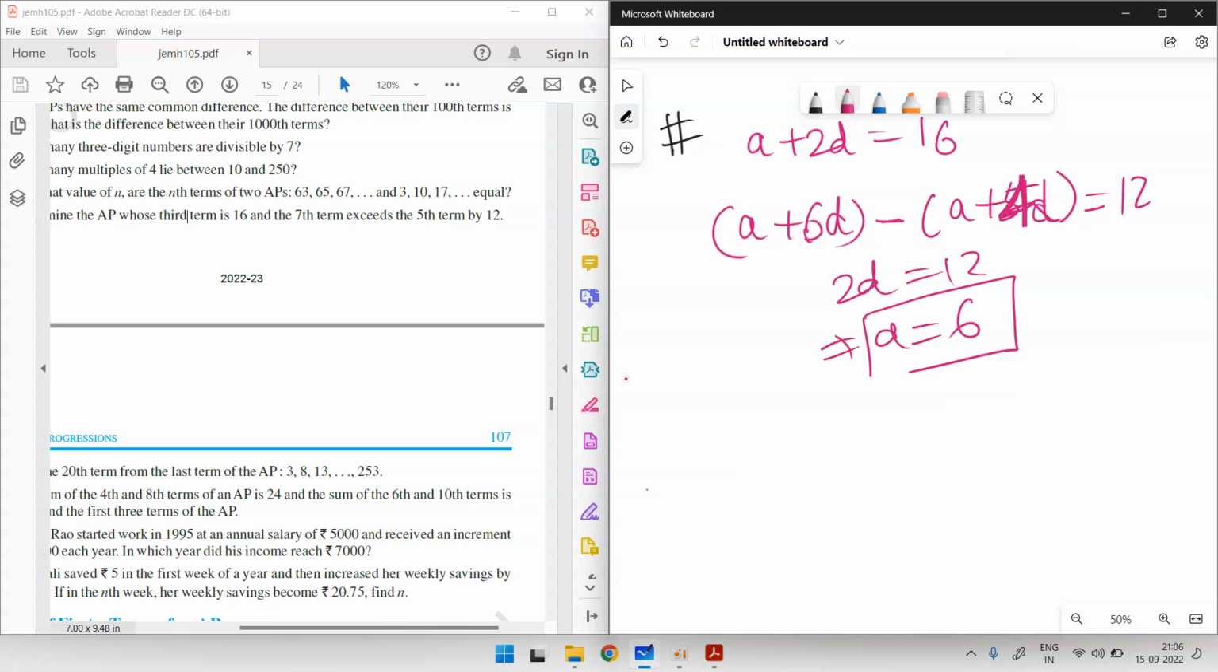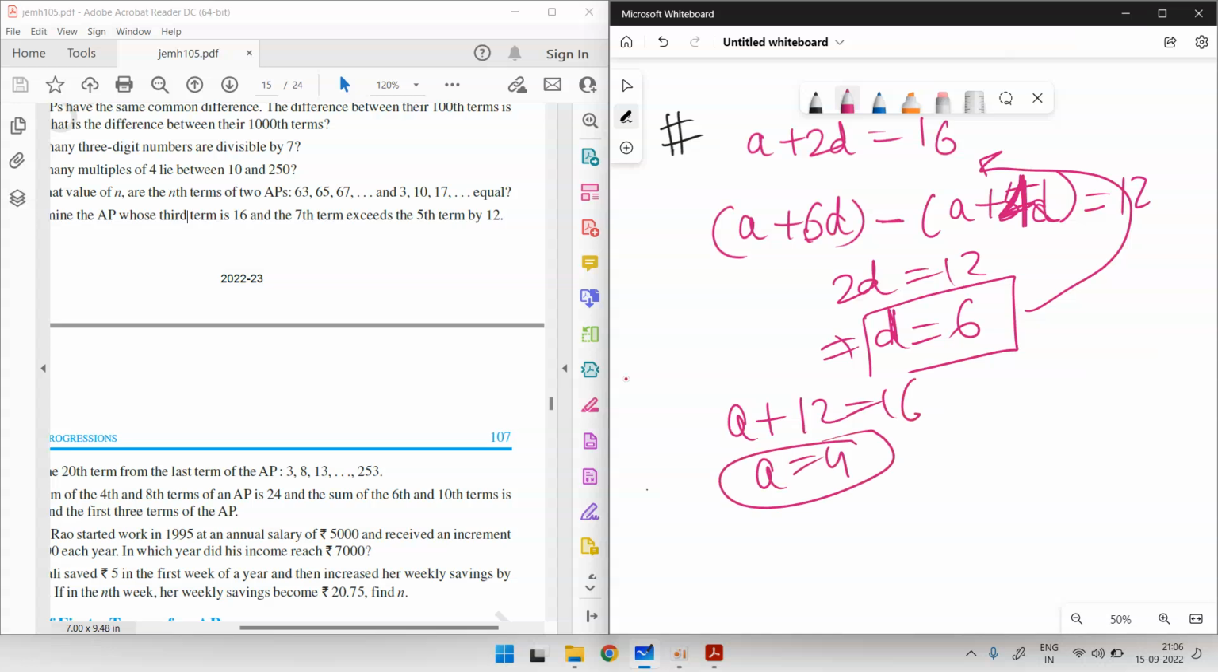If you substitute this value of d here, what you get is a plus 2 into 6, which is 12, equal to 16, which implies that a is 4. A is 4, so the AP will be 4, 4 plus 6 is 10, 10 plus 6 is 16, 16 plus 6 is 22. So this is your answer.